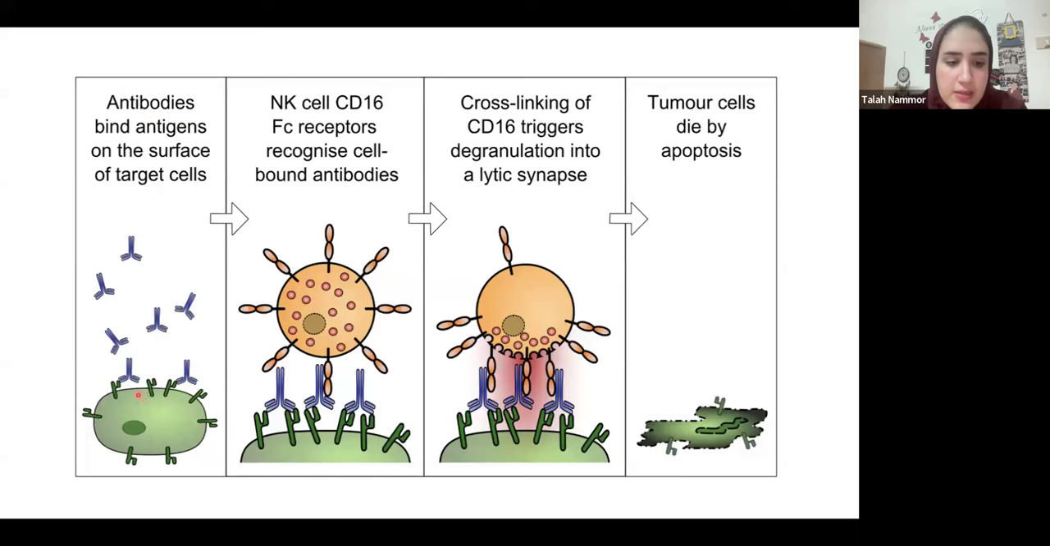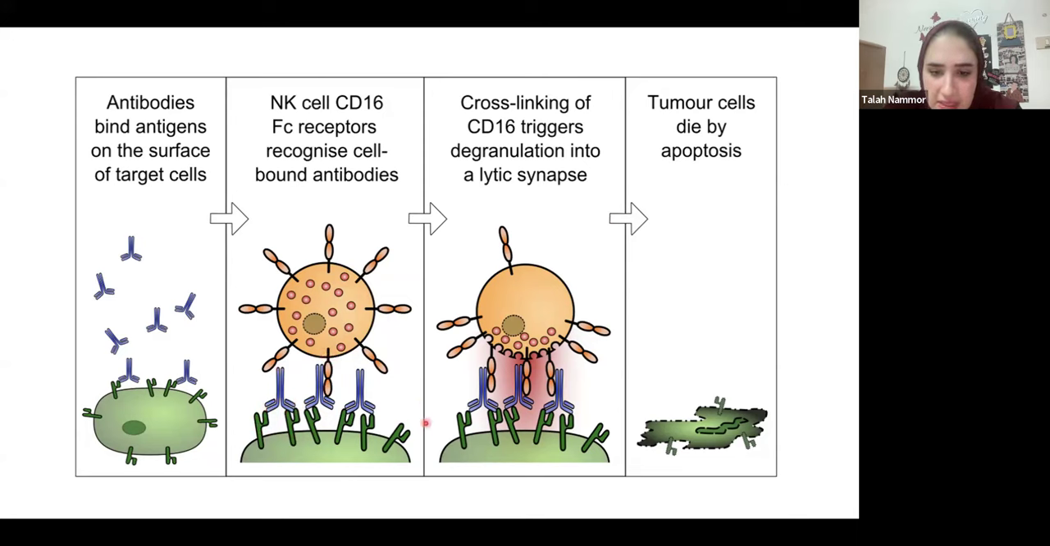So antibodies will bind to antigens on the surface of a target cell. This target cell can be a bacterium, it could be whatever, any cell that needs to be killed. What happens is these antibodies are going to interact with the CD16.